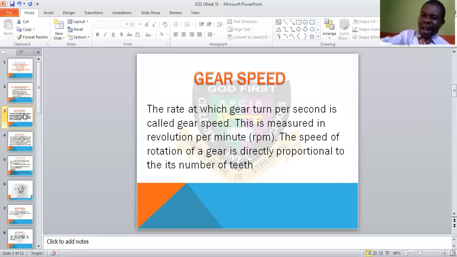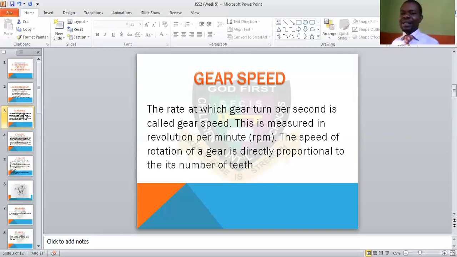Then you also have that of gear. The rate at which gear turns per second is called the speed of gear. It has a unit, just like work, energy, and power have their units as the joule, the watt, and so on. This one has a unit called RPM, revolution per minute. I call it again, revolution per minute. Then the rate at which gear turns is directly proportional to the number of teeth of gear.